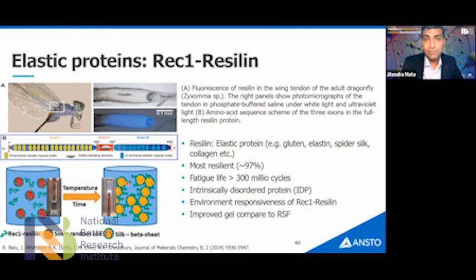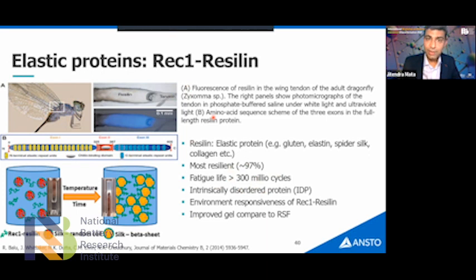Resilin is a really common elastic protein. It's again a disordered protein, and it is found in insects. So here is one example where that protein is found. We genetically modified that protein and took only one component out of it. This protein is awesome because, as you can see, it has a really high fatigue life cycle and it's very resilient. So you can mix this resilin with the silk and make a new compound.